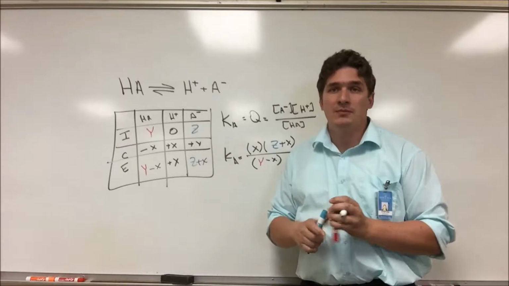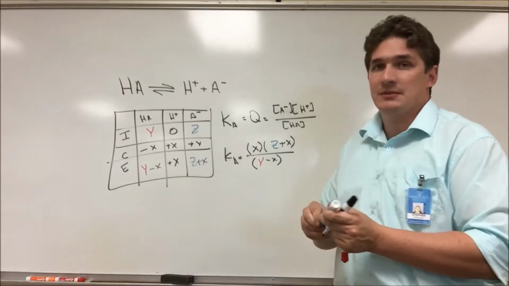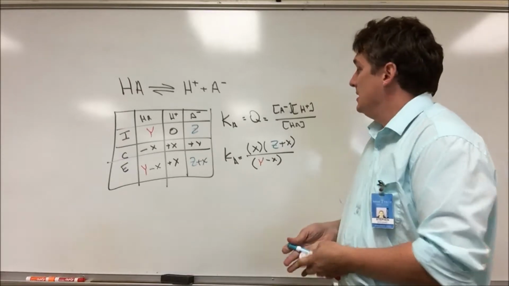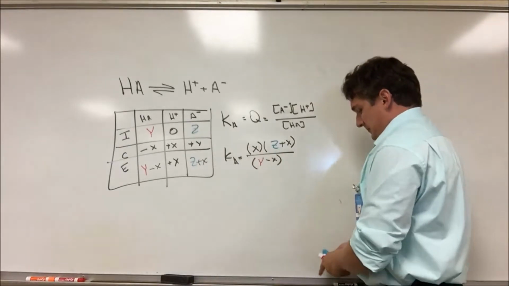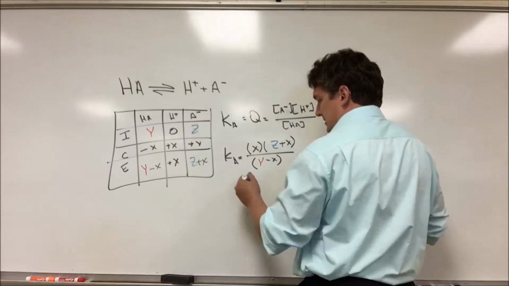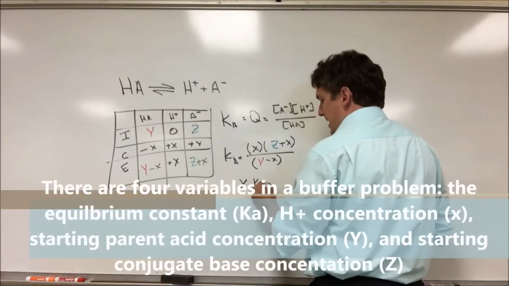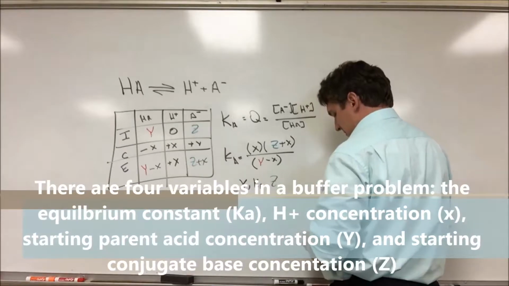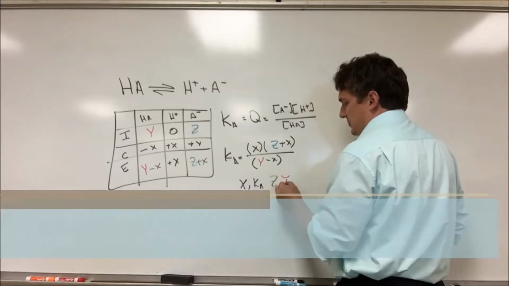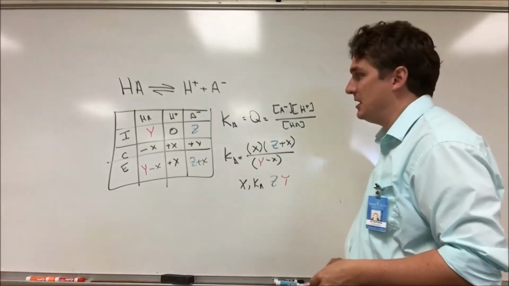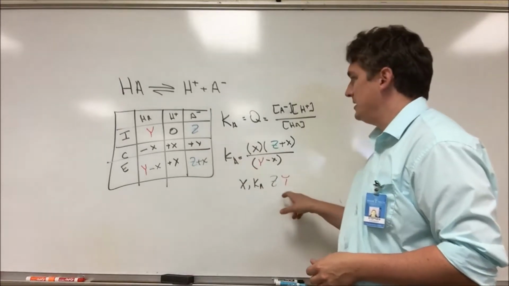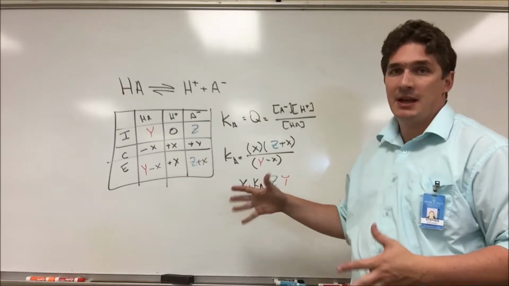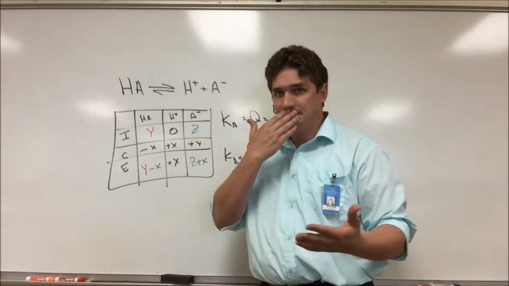The only question is what variables are you given, what variables aren't you given, and how do you solve for them? So the hardest one to solve for is the H plus. But you've got 4 variables here. You've got X, Ka, Z, and Y. So Z is the constant starting concentration of your conjugate base, Y is the starting concentration of your parent acid, X is your concentration of H plus, and Ka is whatever your equilibrium constant is.